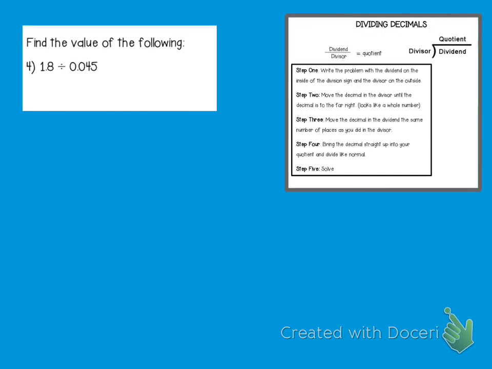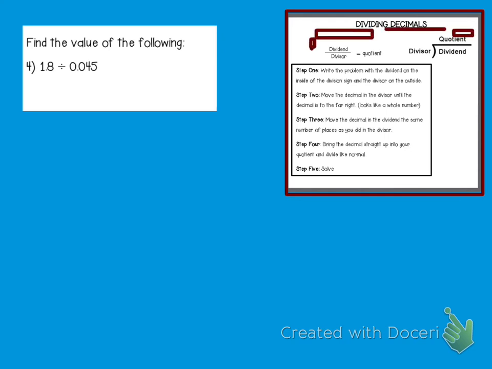All right, so that's it for multiplication. We're going to go into division. So if you look over here, we have our steps for dividing decimals. Step 1 is to write the problem with the dividend on the inside and the division sign and the divisor on the outside. So this is showing you your steps or what division looks like. So remember fraction notation as division right here. So the top number goes on the inside, right? The bottom number goes on the outside.